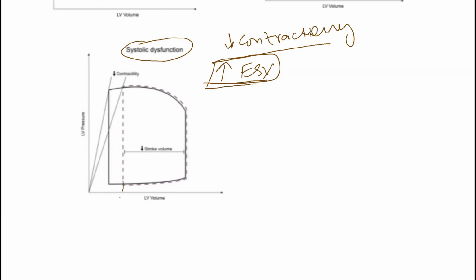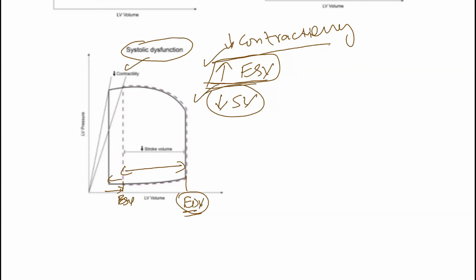It means there will be more end systolic volume as compared to the normal condition. So you can see this is end systolic volume. It is greater as compared to normal. But end diastolic volume is the same because there is no preload increase. So what will happen? The difference between them is decreased, so stroke volume will be decreased. So in heart failure patients, there is decreased contractility, increased end systolic volume, and decreased stroke volume, and also a mild decrease in ejection fraction.